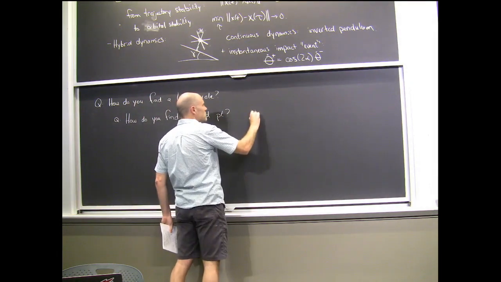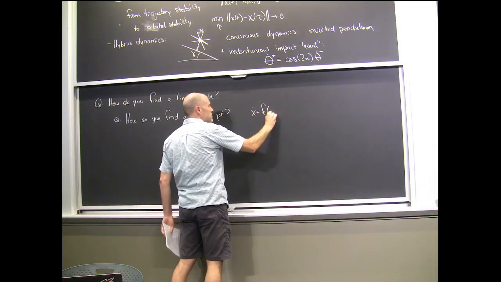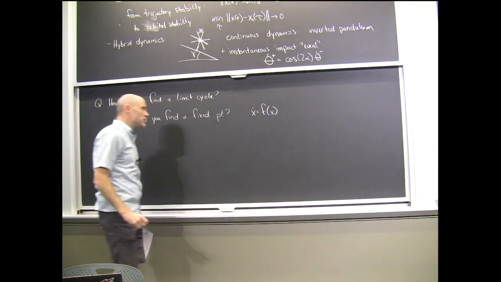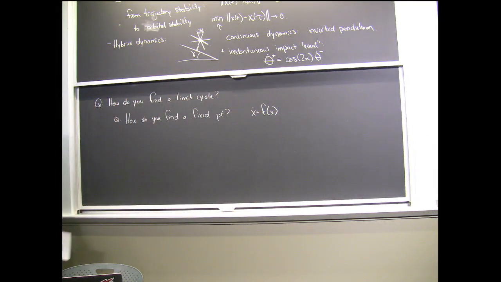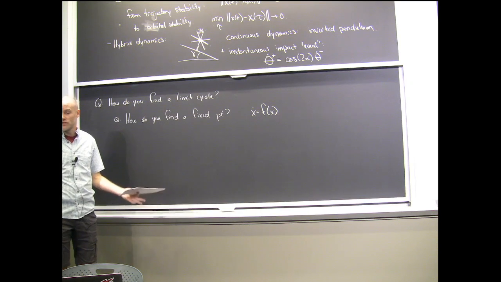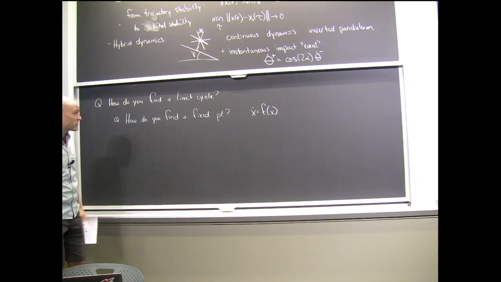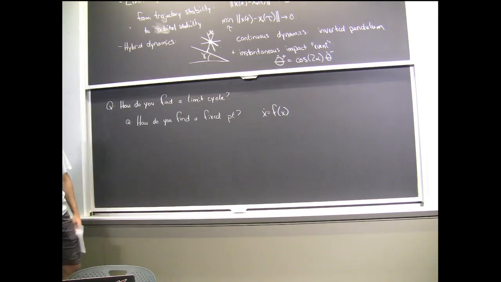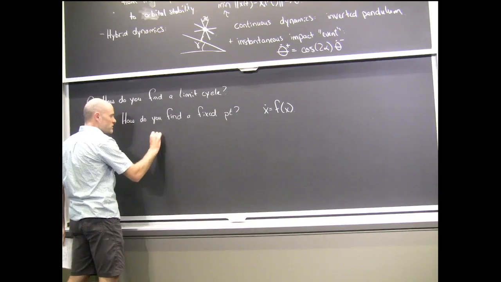Right, so if you have a differential equation like this, how do you find a fixed point of that? Well, that just turns out to be something we can do very nicely with our standard optimization tools. So the fixed points of that are finding an x where f of x equals 0. Right? So I can write an optimization problem.